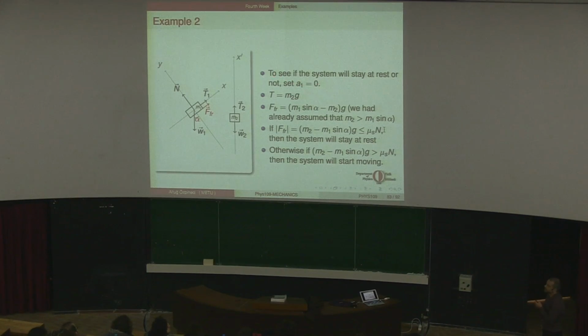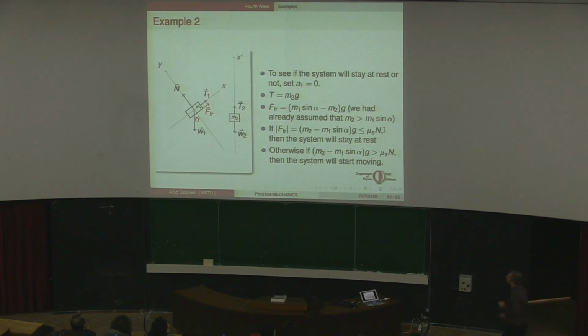Now let us try to see if the system will stay at rest or not. If the system stays at rest, that basically means that the friction is large enough to balance all the other forces acting on mass 1. So the acceleration is 0. If the acceleration is 0, these two forces should balance, so the tension in the string has to be equal to m2 times g.